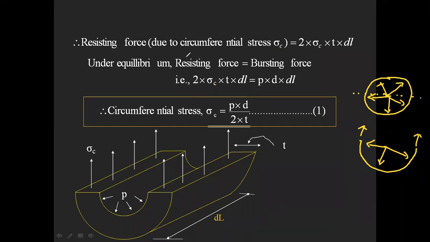By that, your resisting force due to the circumferential stress will be 2 times sigma C into T. Sigma C is your circumferential stress, and T is the thickness of the cylinder with respect to the length of the cylinder. So your resisting force will be 2 times the circumferential stress into thickness into delta L. Understand? This is your resisting force.